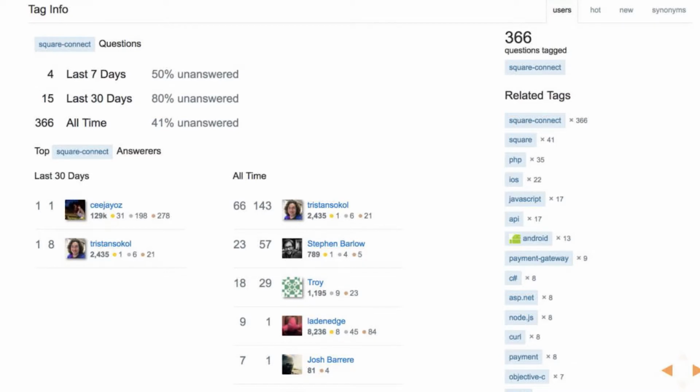So the tag info page about your tag is somewhere where you can actually get a lot of interesting data as we shift our focus to data. Here you can see some of the related tags. You can see that a lot of developers using Square, or having trouble with Square, depending on how you look at it, are interested in PHP and iOS and JavaScript. And Android; C# is way down there in comparison. So you can get a good ad hoc understanding about either how large your audience is in these different groups or how much trouble these different groups are having with your products.